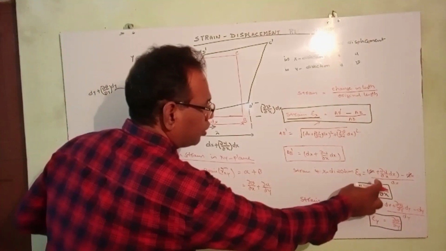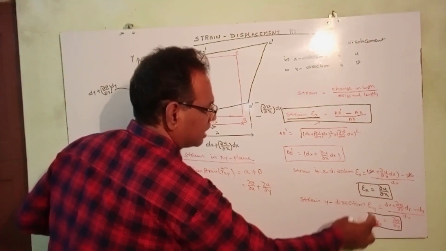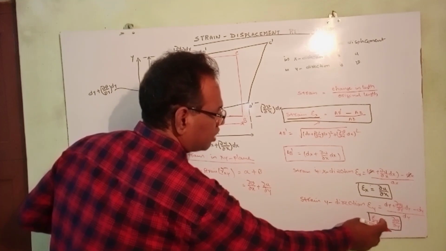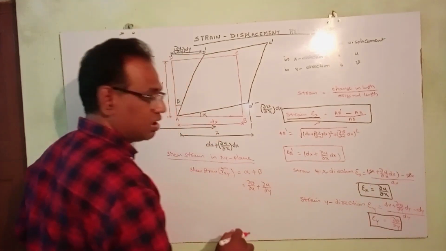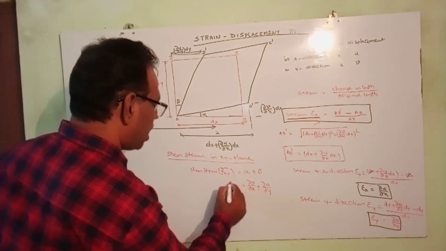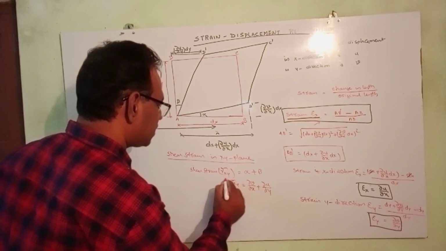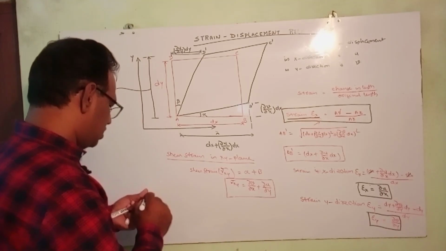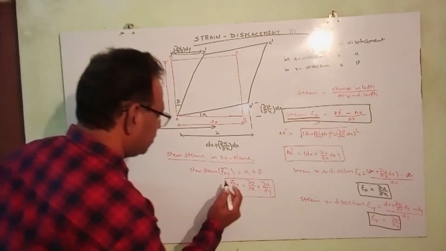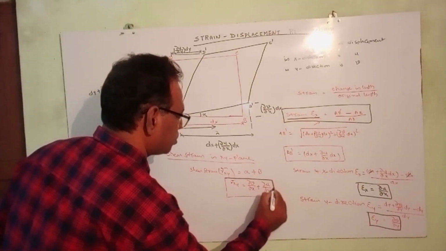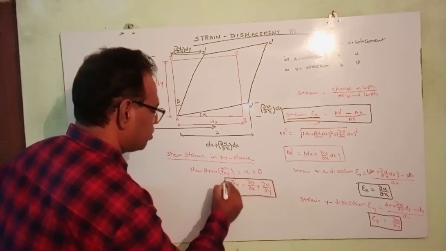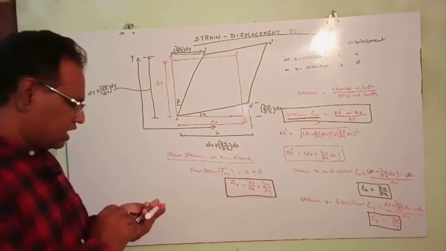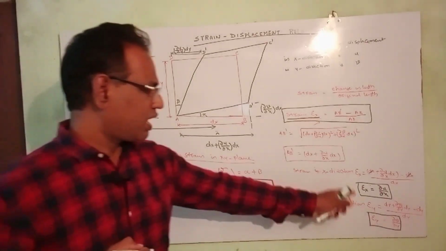Strain in the x direction, epsilon x, equals dou u by dou x. Strain in the y direction, epsilon y, equals dou v by dou y. So gamma xy is the shear strain in the xy plane. So this is the shear strain, so that you can identify. Now I can extend this by these two relations.